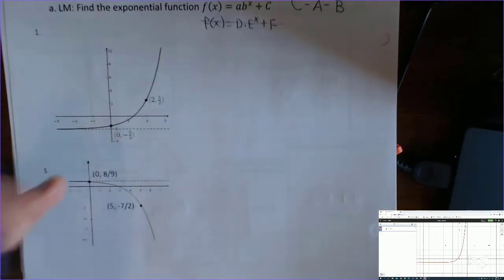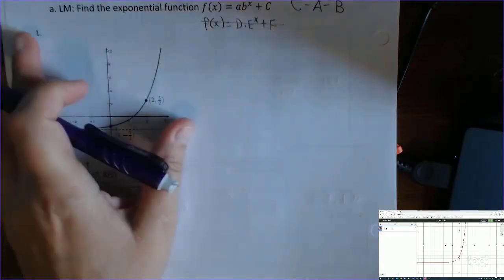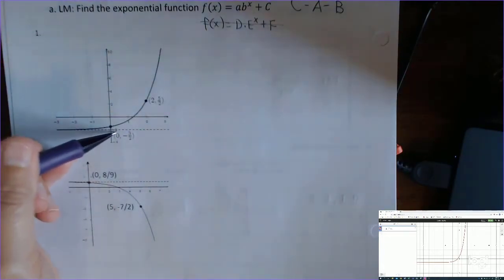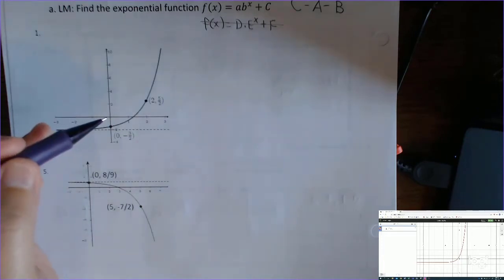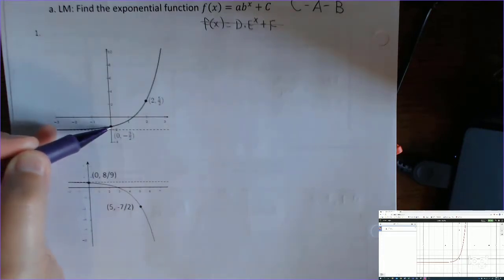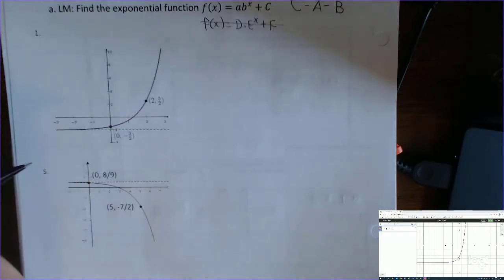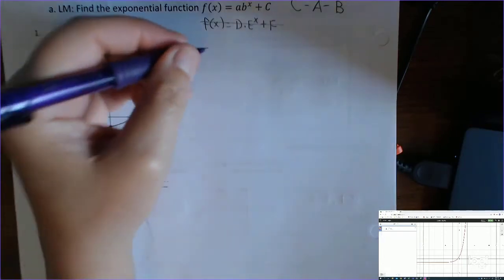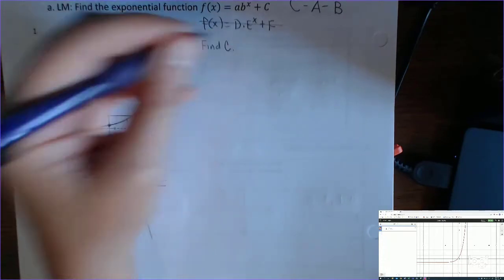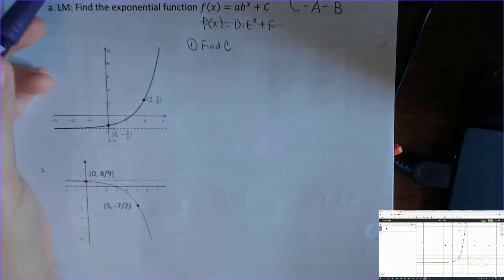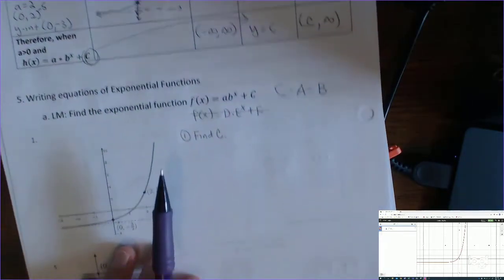So if you're given a graph, you'll be given an exponential function, and you'll be given a horizontal asymptote, and you'll be given a y-intercept, and you'll be given some other point. Okay? So step 1 is you have to find c. Now what we just learned up there is that c is always the horizontal asymptote.